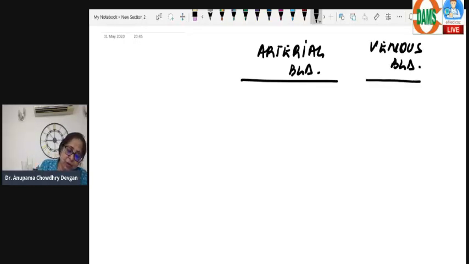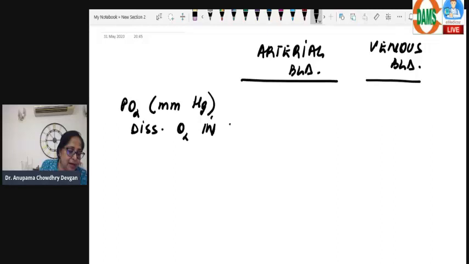For arterial blood, the PO2. PO2 is in millimeters of mercury. And remember, PO2 refers to the dissolved oxygen in plasma. Dissolved oxygen in plasma.